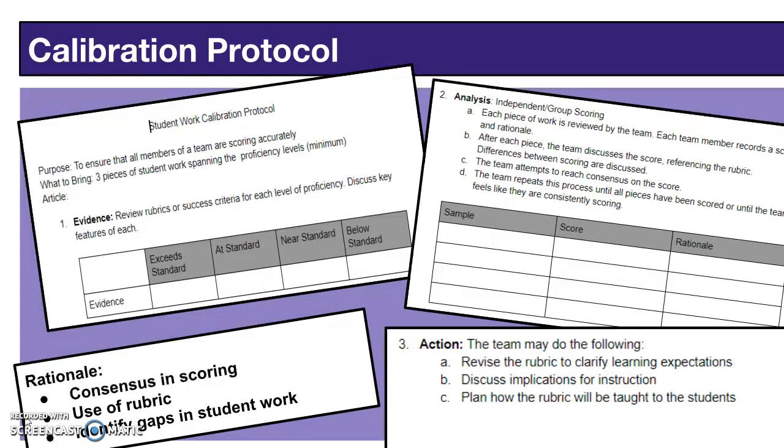So in this process, we follow the evidence analysis action ideas from impact teams. They start by looking at a rubric and reviewing key criteria for each level of proficiency. In the second piece, they analyze. They look at about 3 pieces of work from each team member, high, medium, low. They share these different examples of student work.